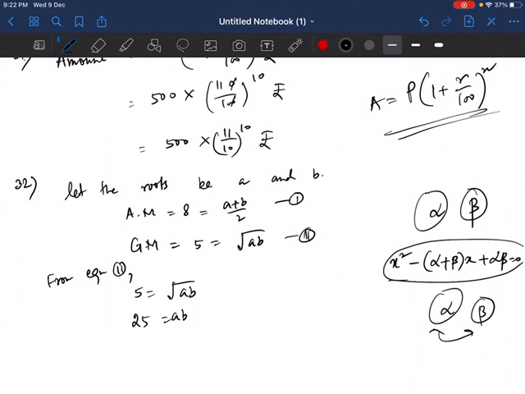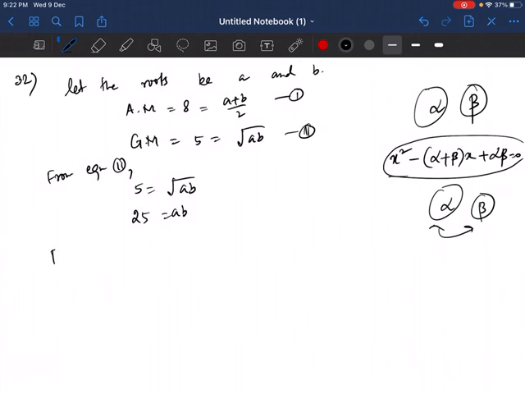Right? And from equation 1 what we have is a plus b by 2 is equal to 8. So a plus b is equal to 16. So this is what we have. Now you see, I need to find a and b. So basically we have two variables, so I need two equations. So if I get one equation as this, a plus b is 16.